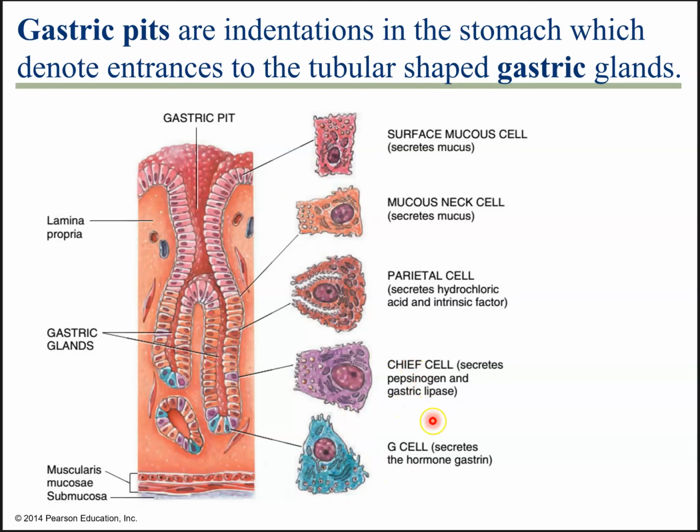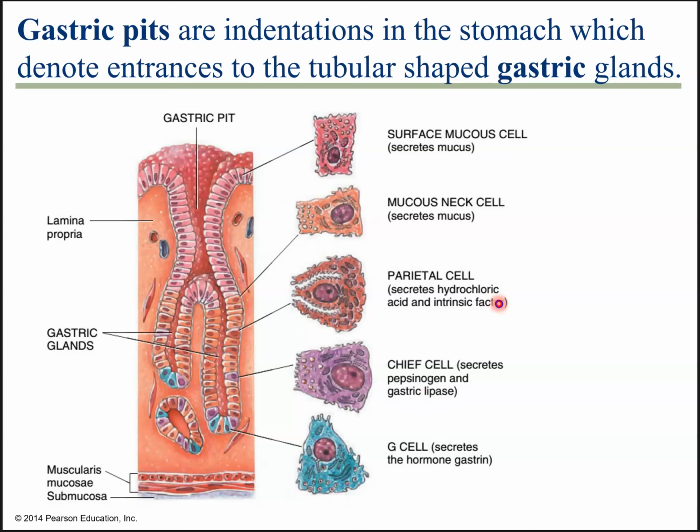So the second cell over here is the chief cell. Chief cells secrete pepsinogen and gastric lipase. So pepsinogen gets converted to pepsin, and pepsin breaks down proteins, whereas lipase helps in lipid metabolism.